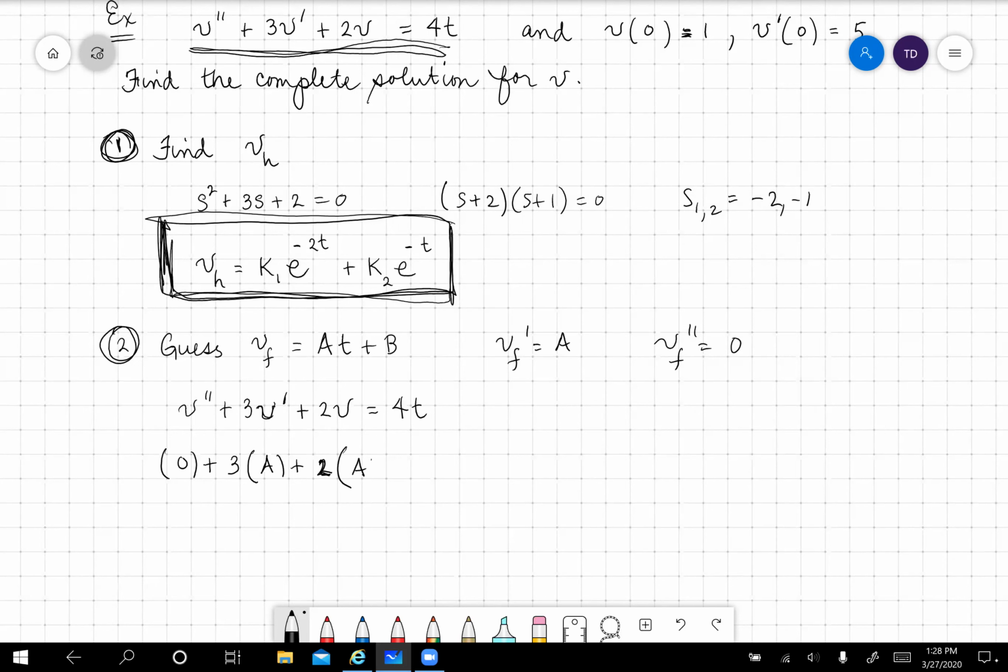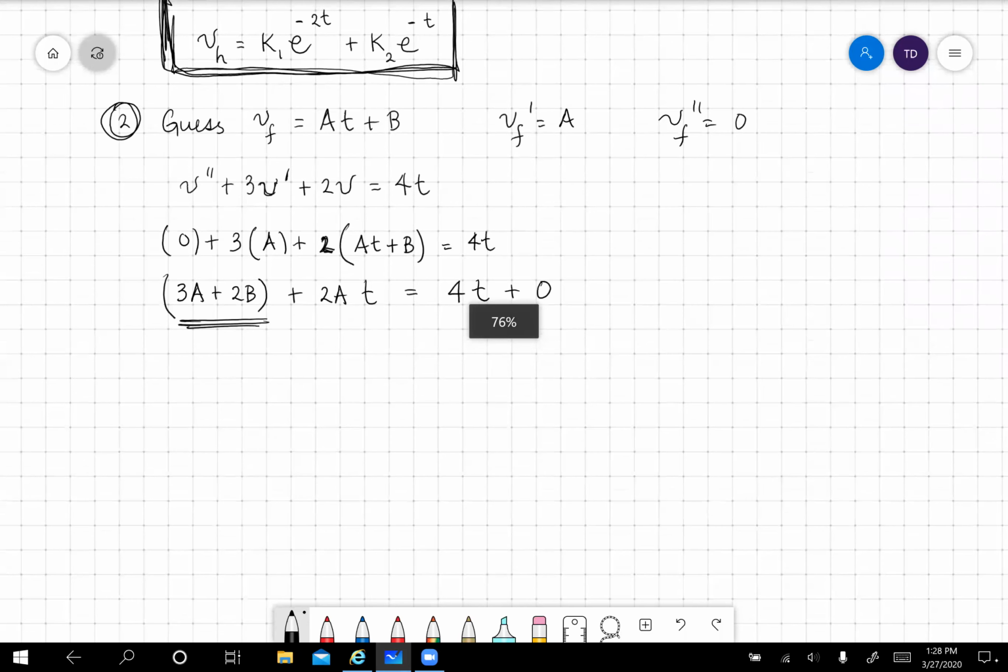And then AT plus B is the forced response, and that's equal to 4T. So I have 3A plus 2B, those are the constants. Notice always group like terms. Plus 2AT equals, over here, 4T plus 0. So this is the constant, and over here on this side, this is the constant. So that says to us 3A plus 2B is equal to 0.